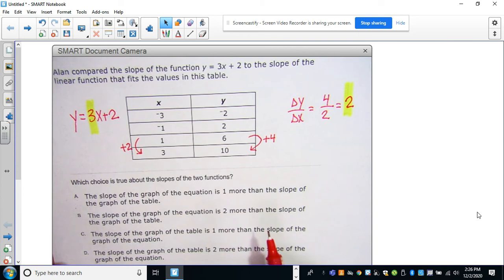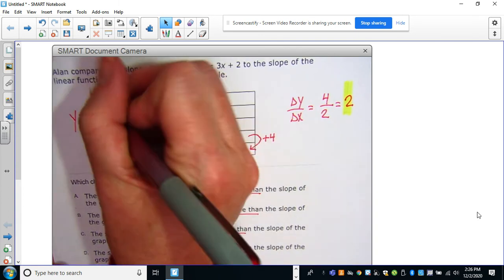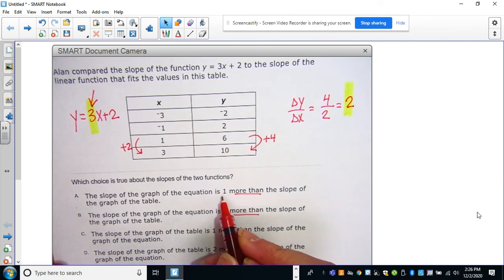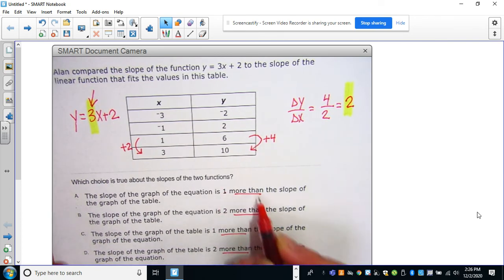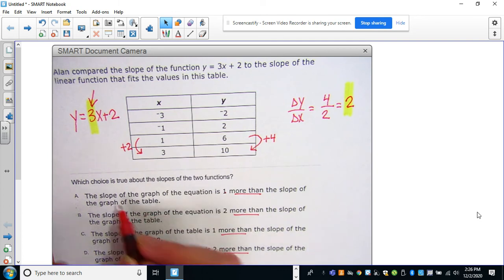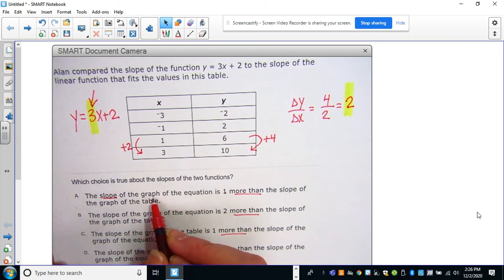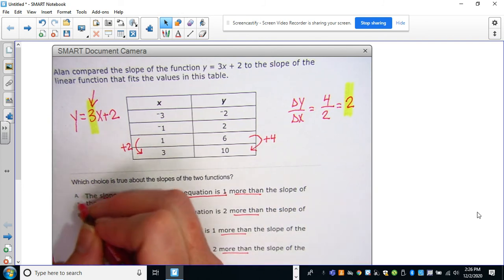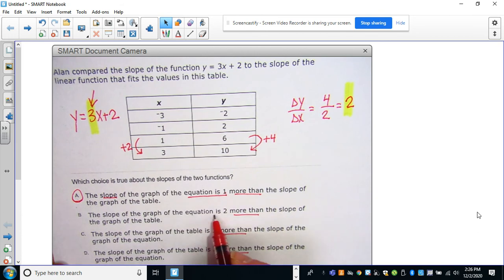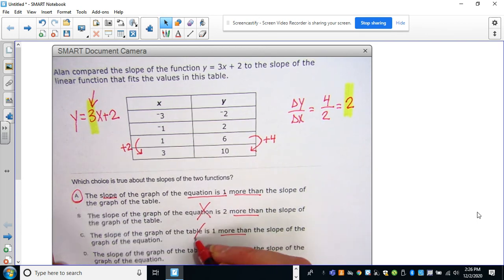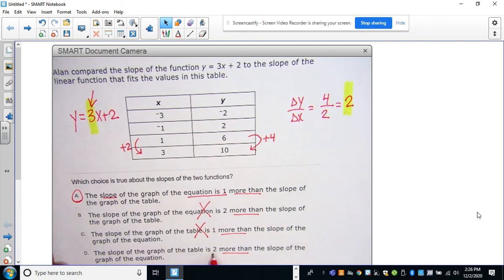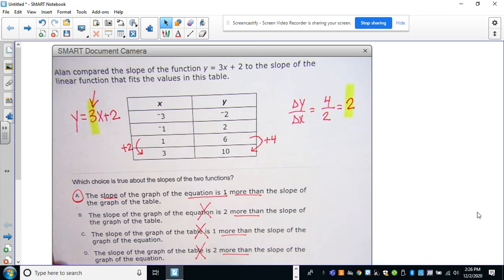So which one is more? Because we're talking about more than. Which one is more? The first one. So equation 1 is more. The slope of the graph of equation 1 is more than the slope of the graph of the table. I believe that's it. 2 is not bigger. The slope of the table is 1 more. No. The slope of the table is 2 more. No. So the correct answer is A.